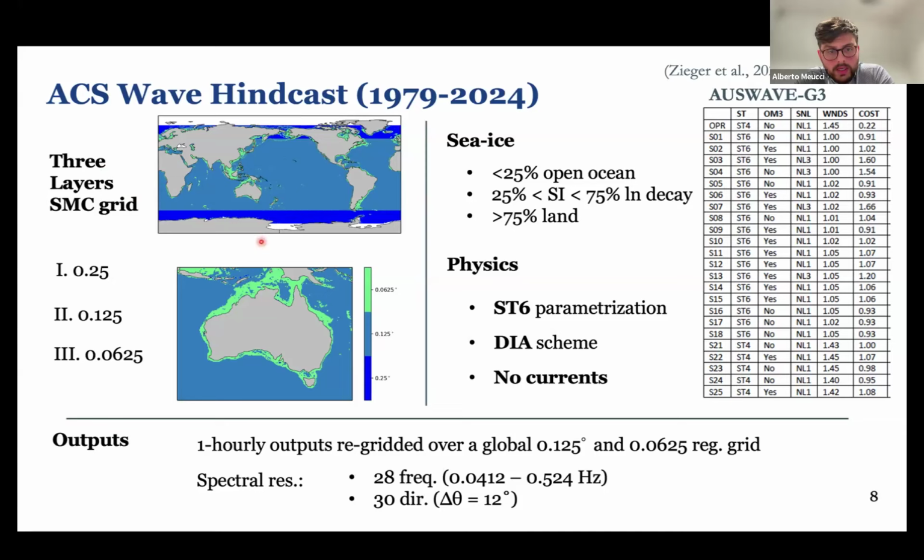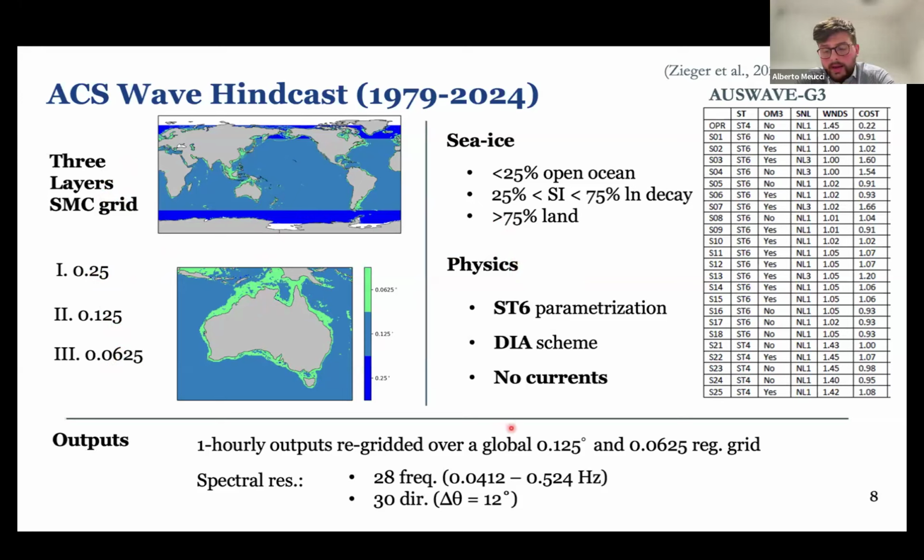And then we took these settings of the Auswave G3, which this time is a 3-layer SMC grid with a coarse layer of 0.25 degrees, then moving to 0.125 and ultimately to 1/16 of a degree close to the global coastline, which is this light green that you see in here. The grid was different, but the wave model settings were really comparable with what we did with our research model.